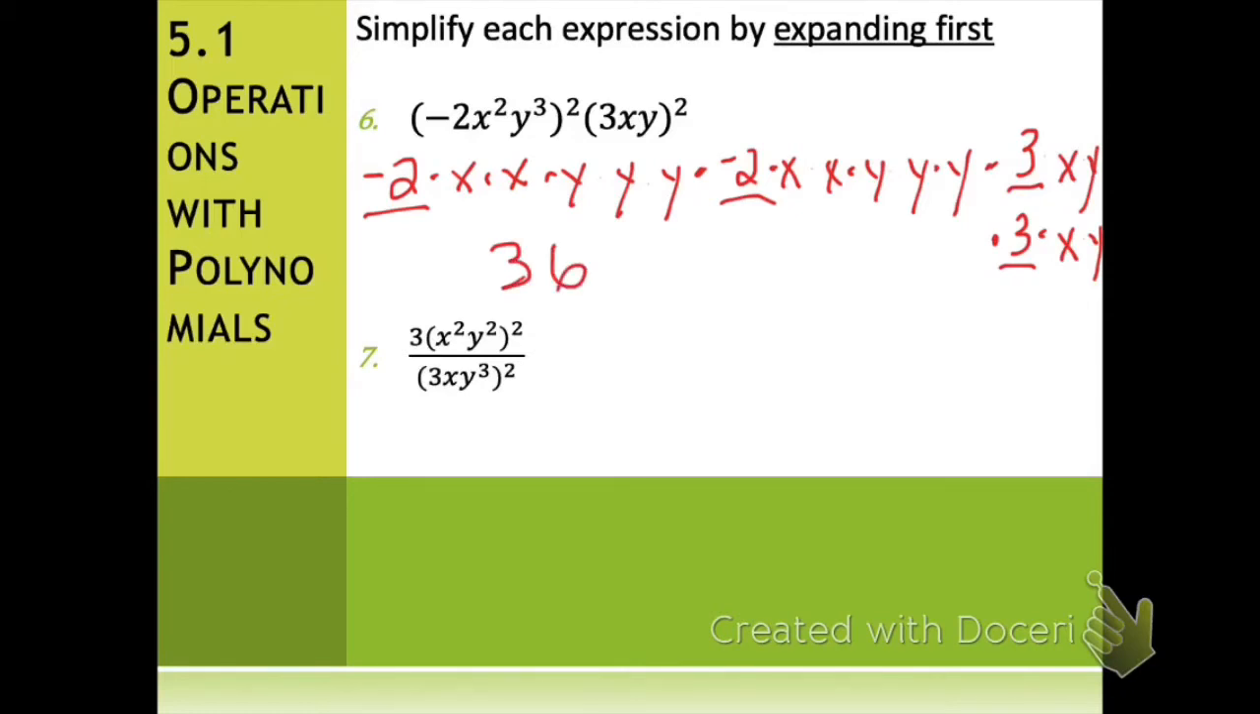And if I count up all my x's, I have 6 of them being multiplied together, so that's x to the 6th. And my y's, I believe I have 8 of them, so times y to the 8th.